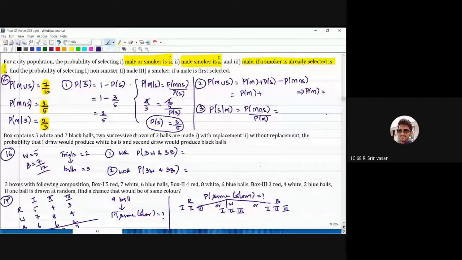Yes, sir. The second question, we want to find the probability of male. Probability of male to be found means you should use the addition theorem, because in the addition theorem only you can have a separate male, and then smoker, or male intersection smoker, or union. So first use the addition theorem. In the addition theorem, what are all given to us? P of M union S is given as 7 by 10.